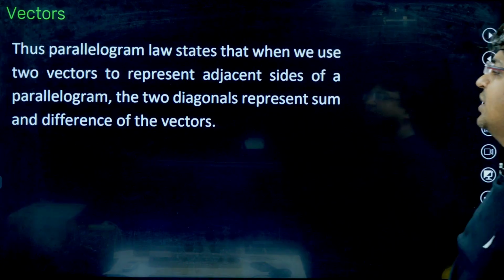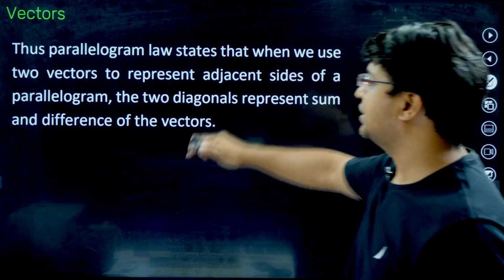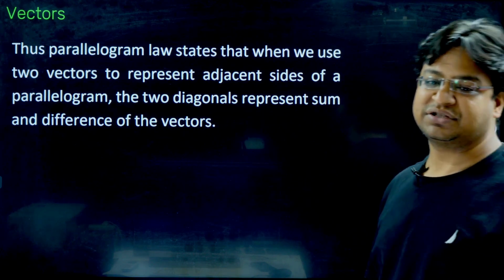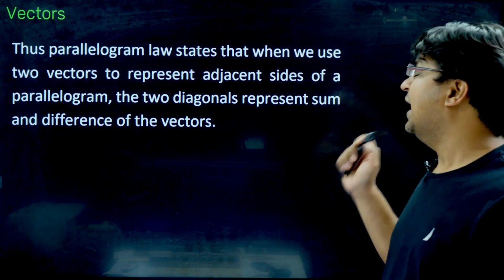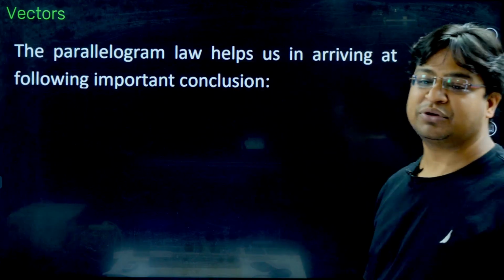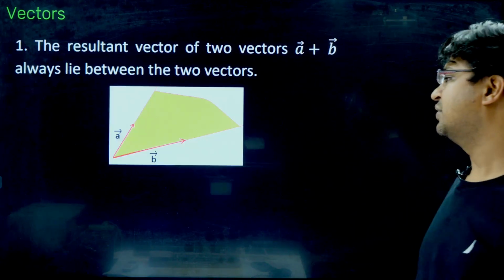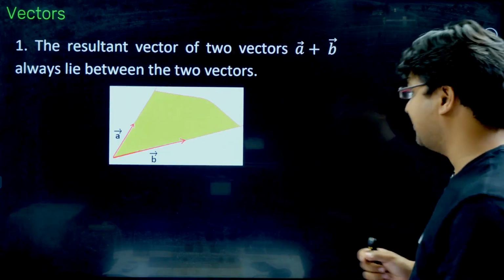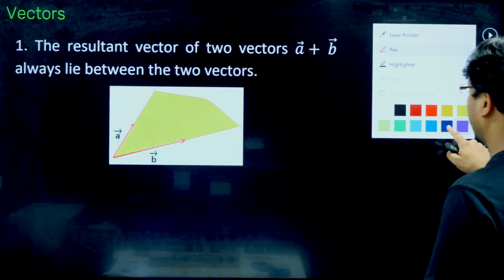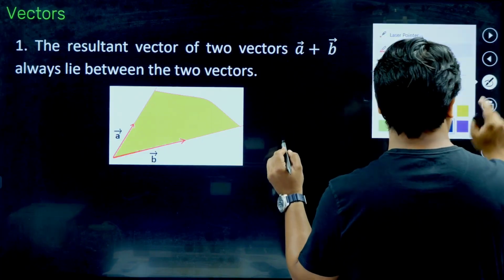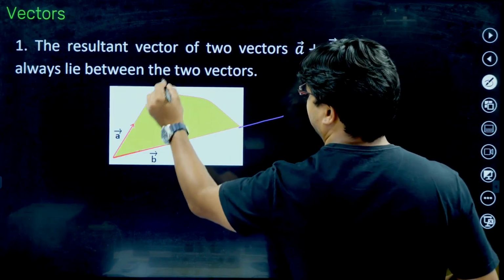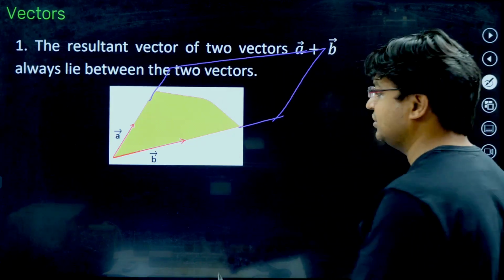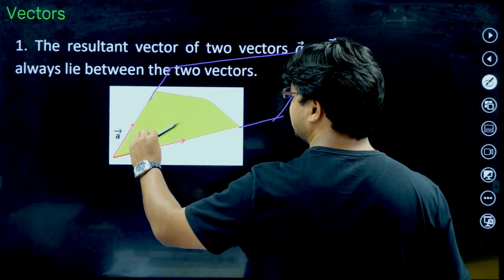The parallelogram law states that when we use two vectors to represent adjacent sides of a parallelogram, the two diagonals represent the sum and difference of the two vectors. Remember this everyone, and using this we can draw very important conclusions too. What kind of conclusions? If these are the two sides of a parallelogram, and we complete the parallelogram by drawing like this and like this, the diagonal, the sum of a and b, will lie in this range only.